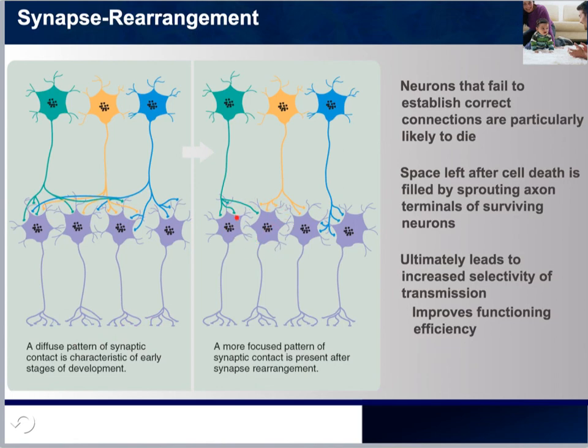And this is a result of a more focused pattern of synaptic contact that is brought about by the programming of cells that would allow some to die, but also by the environmental factors. Being stimulated with language or with other types of activities that would allow us to become more efficient at the given activity.